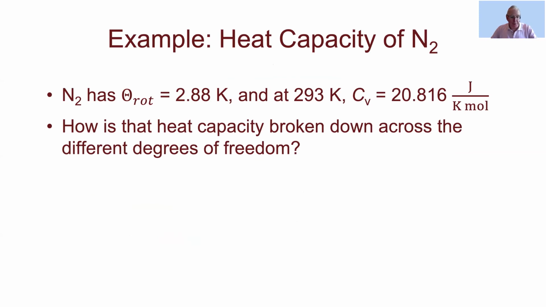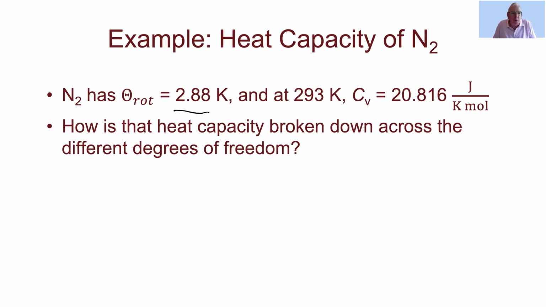All right, so armed with this, it's good to touch base with something that's actually a measurable quantity once in a while. What I've done here is we're just going to take a moment and think about the heat capacity of nitrogen, okay? The nitrogen molecule has a rotational theta of 2.88 Kelvin, which is not surprisingly quite close to what we had for CO, right? We had 2.78 there.